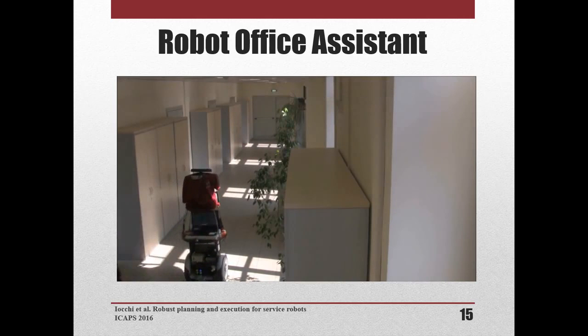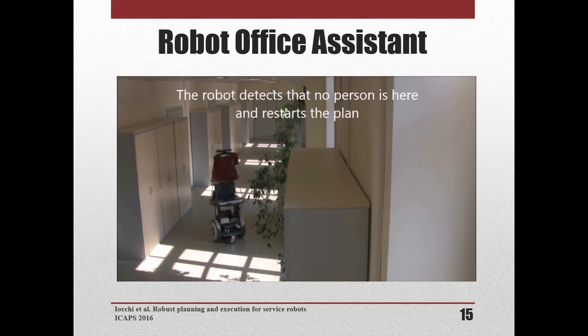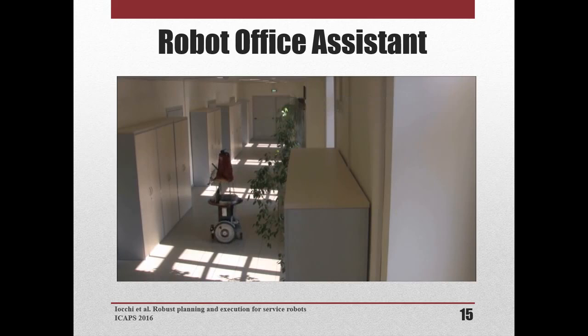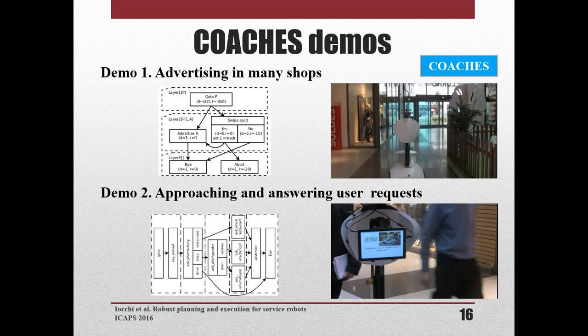This is another situation: the robot goes there, now it should start interaction, but there is no person anymore. Guess what happened without the execution rule? The robot will stay there forever, waiting for a reply from the user. While this is not the case here, because the execution rules say that if there is not a person anymore, you have to restart the plan.